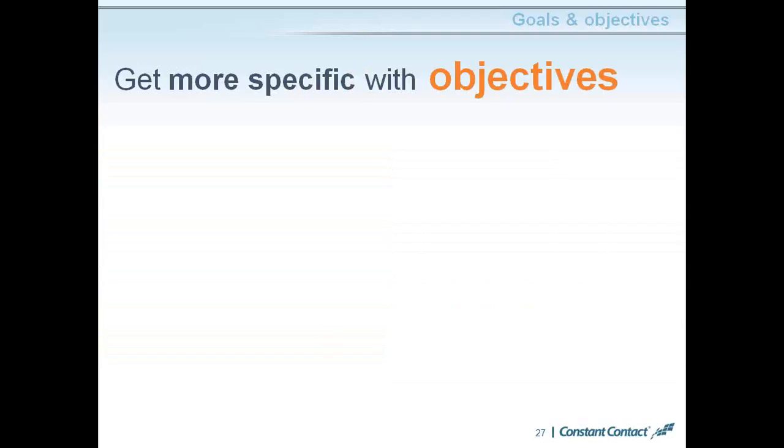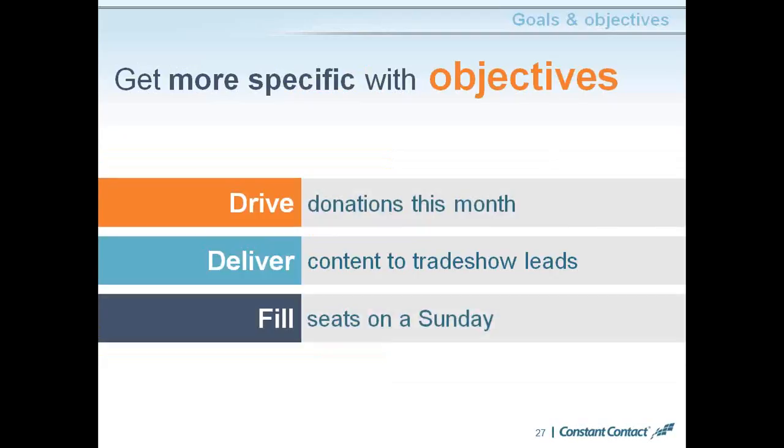All businesses have goals, and across all of the business organizations in this room, there are likely to be some higher goals. Marketing goals, we've all been there. But what is really more helpful when you're planning your marketing is to think in terms of objectives, which will require you to get much more specific. So look at some of the examples of the objectives you want to set for a specific marketing effort. You might want to drive donations this month, deliver content to a trade show, fill seats on a Saturday.